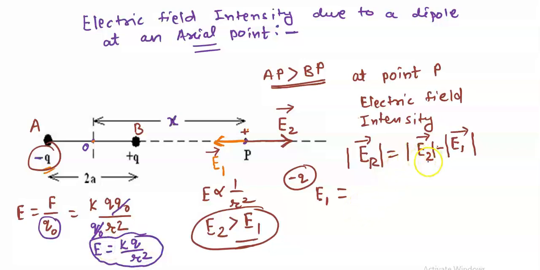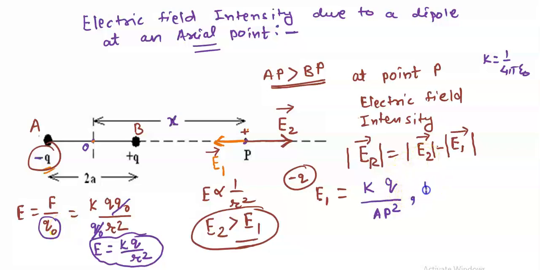Now here we have E2 minus E1, so first we write E1. E1 will be K, and you know K is nothing but 1 upon 4 pi epsilon naught, in short we write K. Q1 means the source charge, so the source charge magnitude is Q only, divided by the distance square. What is the distance? The distance will be AP square, because we are finding the electric field intensity E1 due to this minus Q charge. And this is the magnitude.